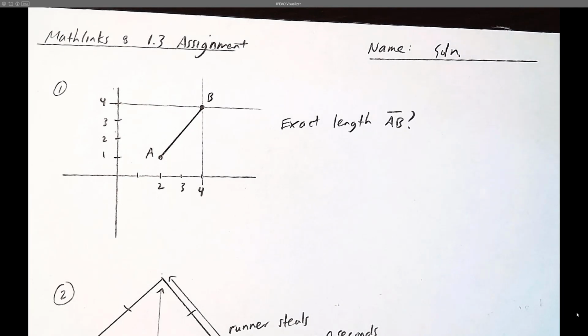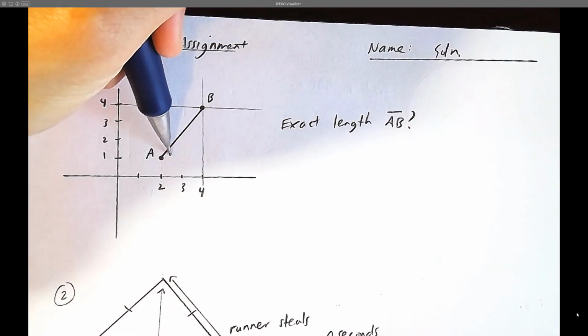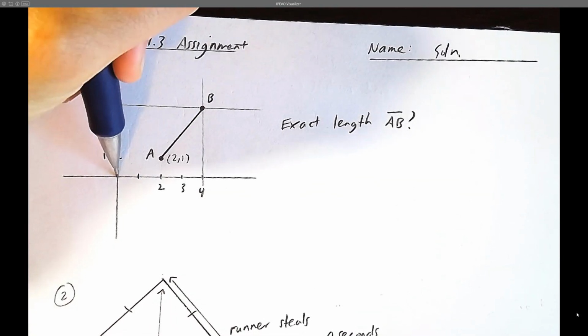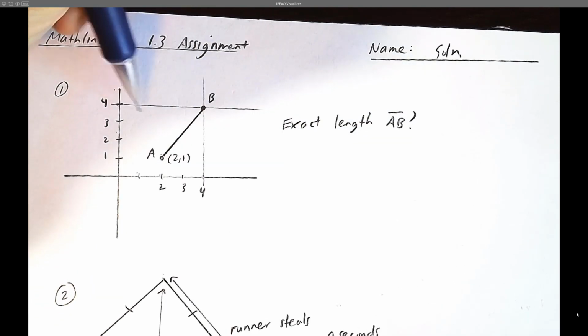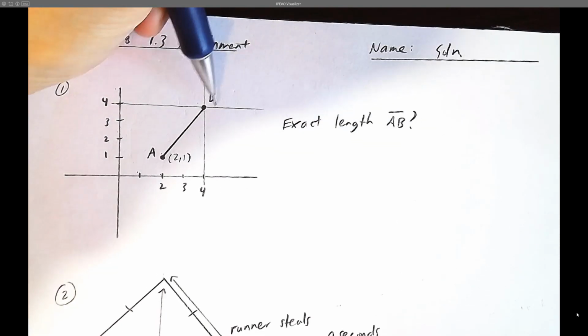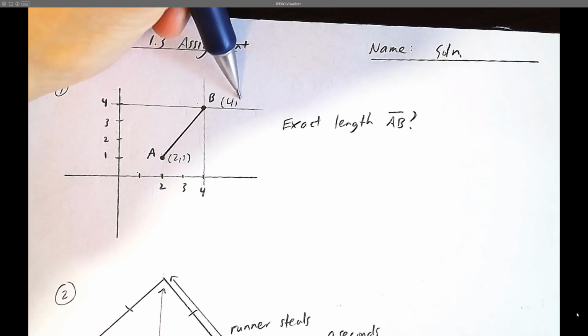Let's work through this 1.3 Mathlinks assignment. What is the exact length of AB? So point A is located at 2, 1. This is 2 units to the right, 1 unit up. And point B is going to be 4, 4. So positive 4, positive 4.